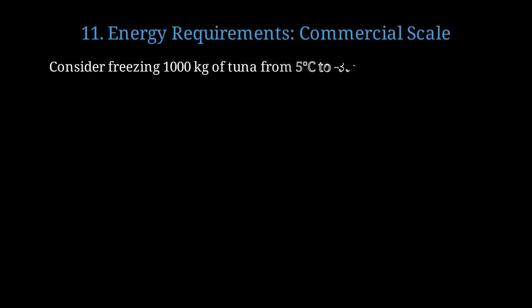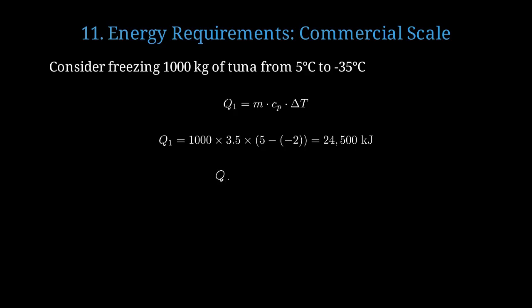Consider a commercial operation freezing 1,000 kilograms of tuna from 5 degrees Celsius down to minus 35 degrees Celsius. First, we calculate sensible heat removal. Q1 equals mass times specific heat times temperature change. From 5 degrees to freezing point at minus 2 degrees, 1,000 times 3.5 times 7 equals 24,500 kilojoules.